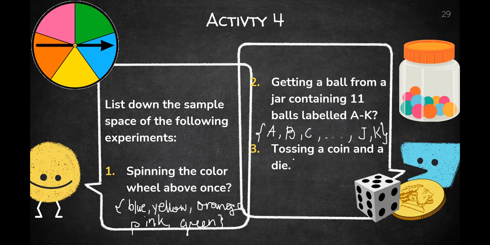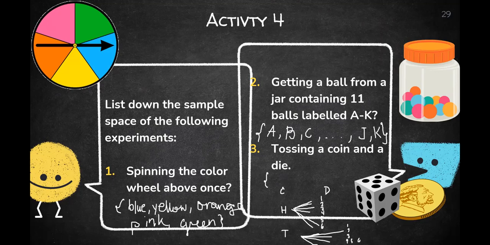And number 3, tossing a coin and a die. In this one, you can use a tree diagram. Okay? Sige, gawa muna akong tree diagram dito. Let's say I have a coin here and then a die. Anong choices natin sa coin? Head or tail? Pag head ang pinili ko or head ang lumabas, ang choices ko sa die ay 1, 2, 3, 4, 5, 6. Pag tail ang lumabas, ganun pa rin naman. 1, 2, 3, 4, 5, 6 pa din.